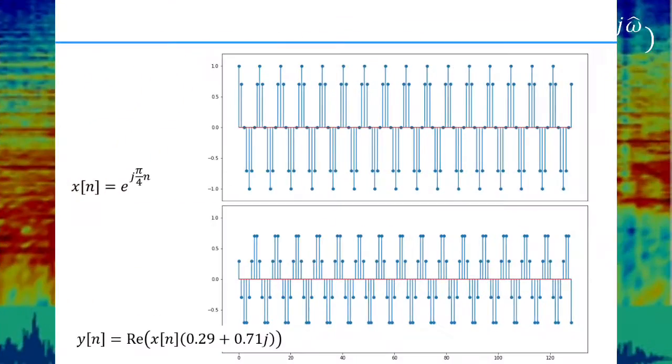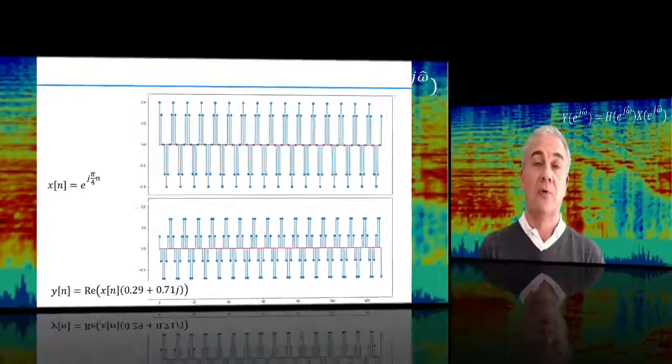But if, for simplicity, we only take the real part, in other words the cosine term, then the illustration as shown here is obtained. Notice the change in amplitude and the left shift of the discrete time cosine. What we just saw for this particular FIR filter applies to any FIR filter.